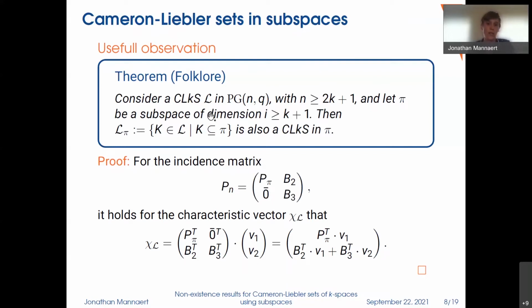We know that L is a Cameron-Liebler set, so L lies in the image of this matrix, so there exist a v1, v2 for which this holds. And if I calculate this, I get this vector, and all the k-spaces of L inside P are just the first number of entries of this vector, where this in fact holds. So we in fact have that the restriction to P, that vector lies inside the image of this matrix, which is by definition a Cameron-Liebler set. So we have a Cameron-Liebler set by looking at the restriction. Very nice result.